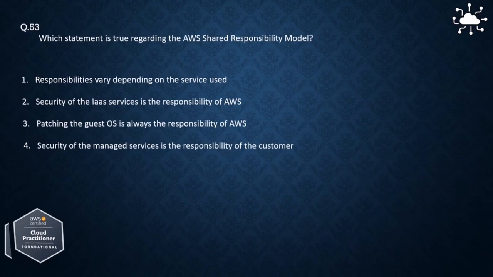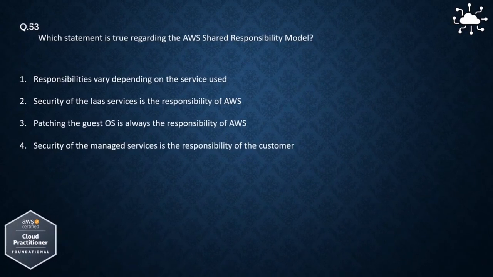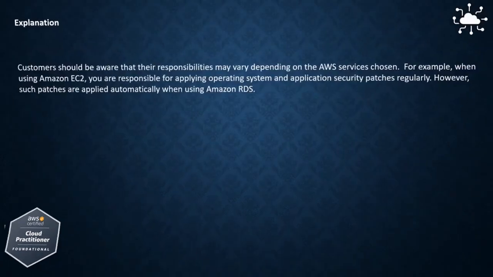Question 53. Which statement is true regarding the AWS shared responsibility model? 1. Responsibilities vary depending on the service used. 2. Security of the IaaS services is the responsibility of AWS. 3. Patching the guest OS is always the responsibility of AWS. 4. Security of the managed services is the responsibility of the customer. The correct answer is responsibilities vary depending on the service used.